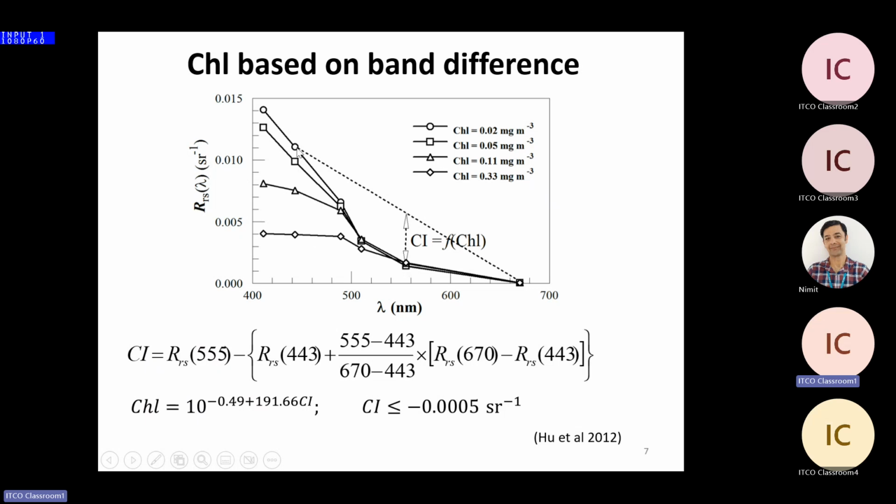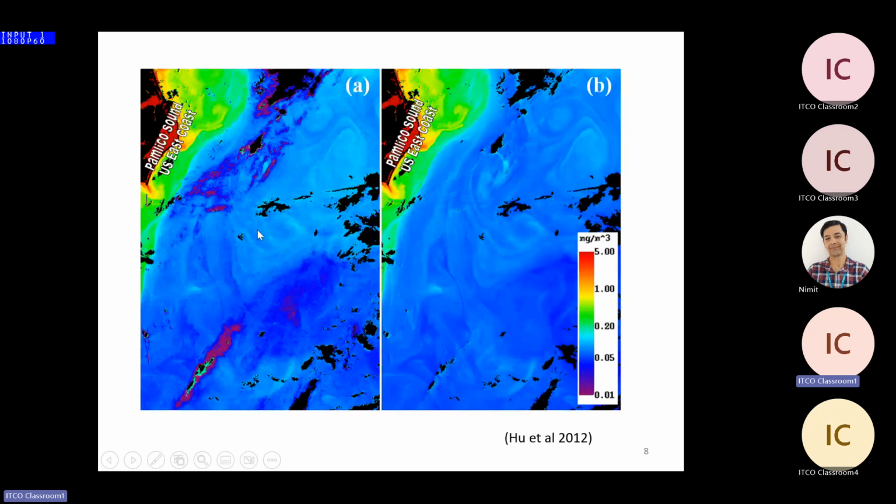If they do a ratio of 443 to 555, that will enlarge this error at 555. So that's why, for band-ratio-derived chlorophyll, you'll see a noisier chlorophyll product. But using the band difference, you see much sharper images. So this gives us an enhanced image product. The values are generally about the same, but the image product with the band difference is much better.